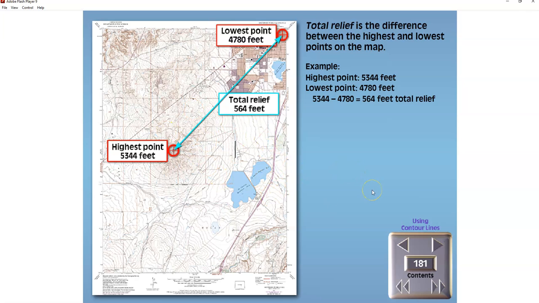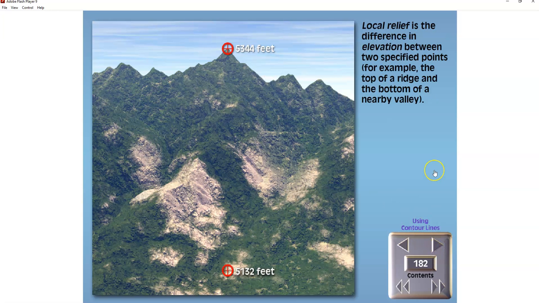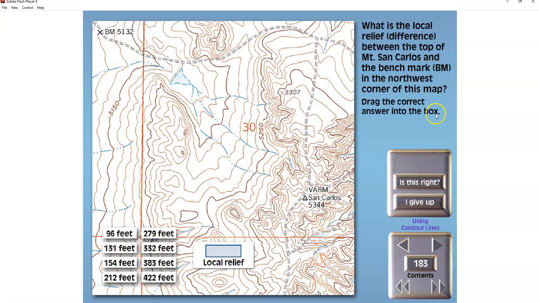They'll give you 2 points on the map. Local relief is the difference in elevation between 2 specified points. What is the local relief between the top of Mount San Carlos and the benchmark in the northwest corner of this map? Drag the correct answer into the box. So we have a benchmark up here in the northwest corner. It says 5,132 feet. We have the top of Mount San Carlos, 5,344 feet.